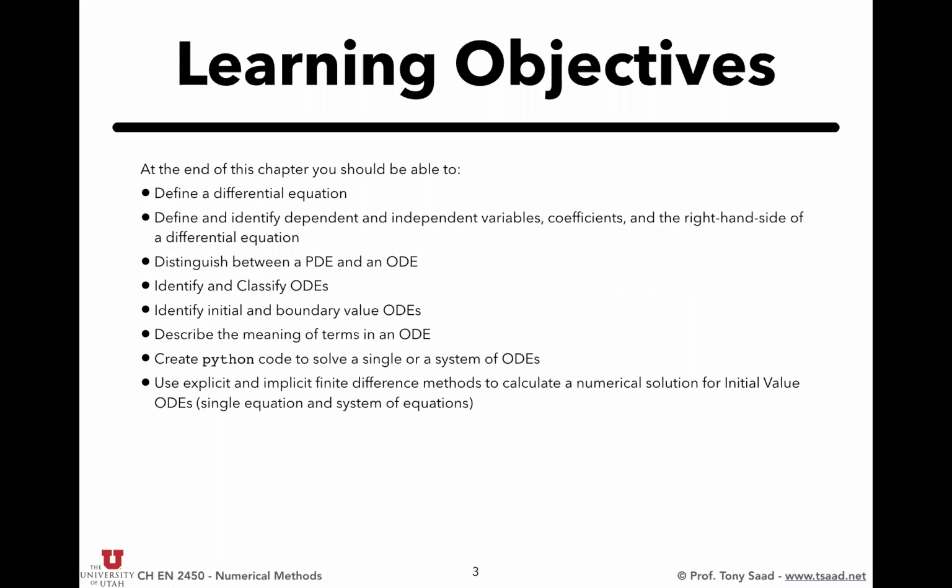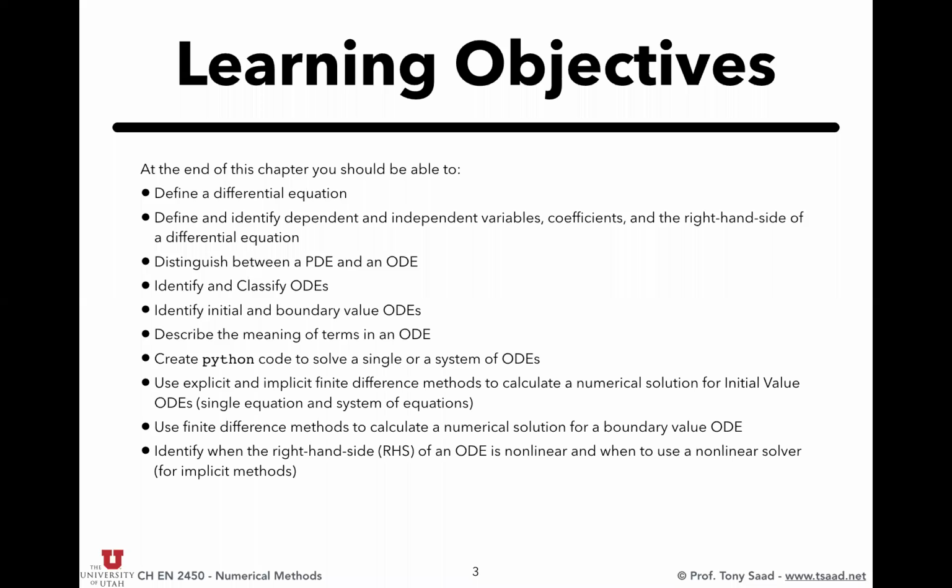Then we will learn how to use explicit and implicit finite difference methods to calculate a numerical solution for initial value problems, for a single equation and a system of equations as well. We'll use finite difference methods again to do boundary value problems. And those are going to end up with a system of linear equations again, as we've been used to.